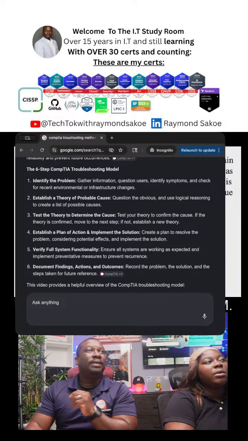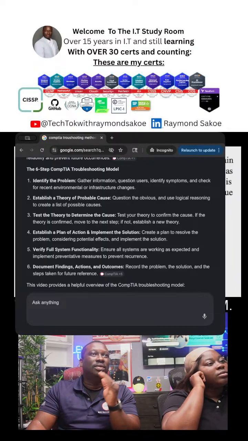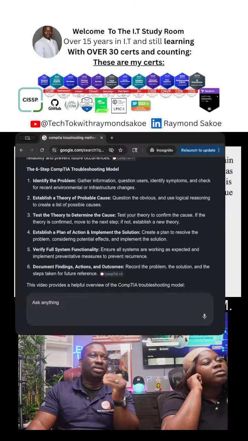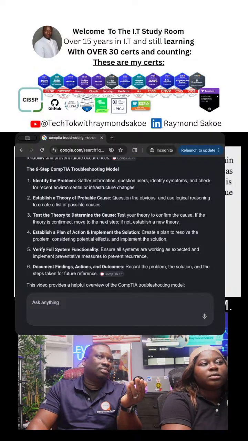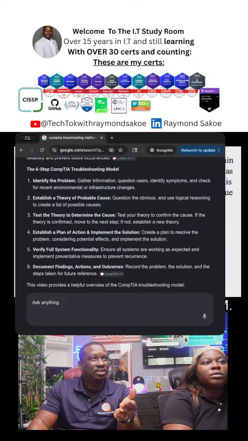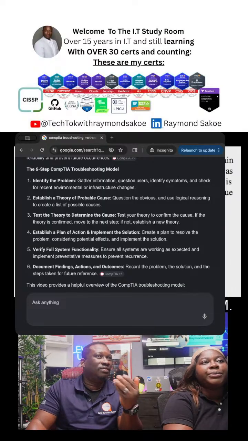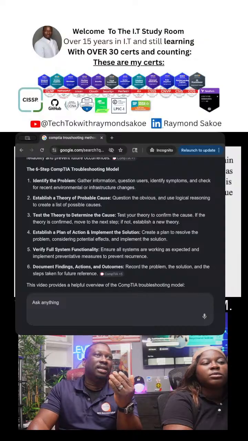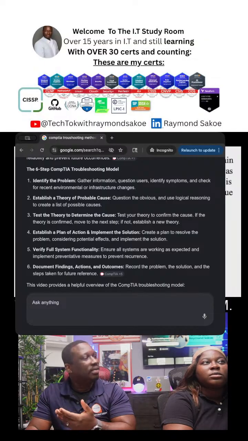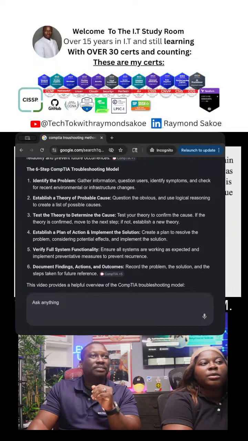Okay. So establish a theory of probable cause, and then you test the theory. So you're saying the first one was a Wi-Fi issue, so test it. Is the user connected to Wi-Fi? If they are not connected to Wi-Fi, then that might be the issue. If they are connected to the internet, then go to the next theory, which would be: are they typing the right URL? So that is it.